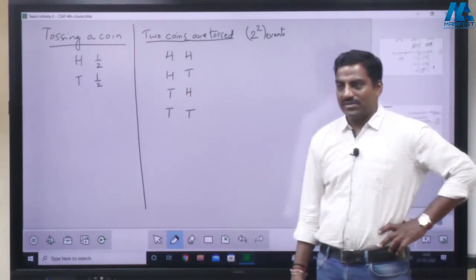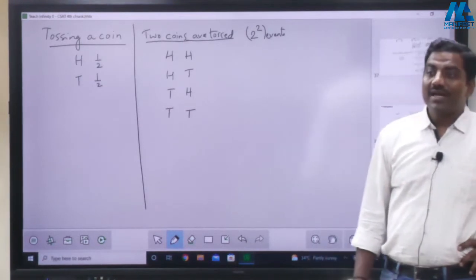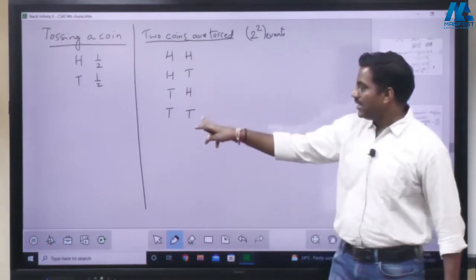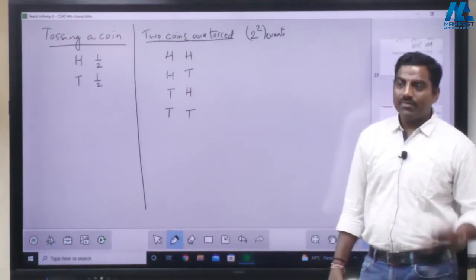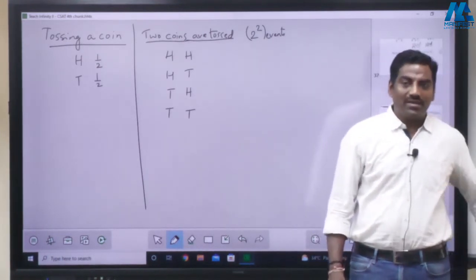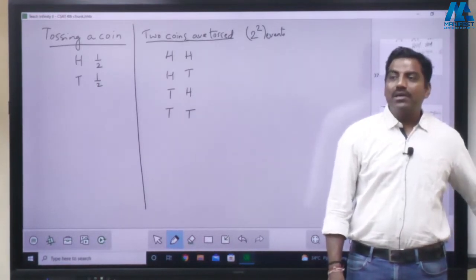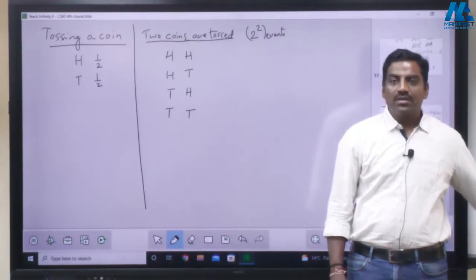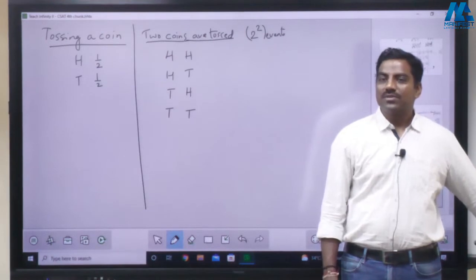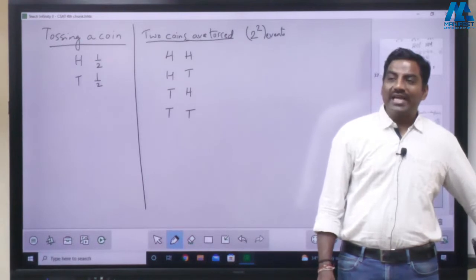Now I will change my question. Probability of getting at least one head. At least one head. This is one chance. This is another chance. This is. Here we have to discard. 3/4. What is the probability of getting at least one tail? 3/4 only? Yes. What is the probability of getting either 2 heads or 2 tails? 2/4. Yes.